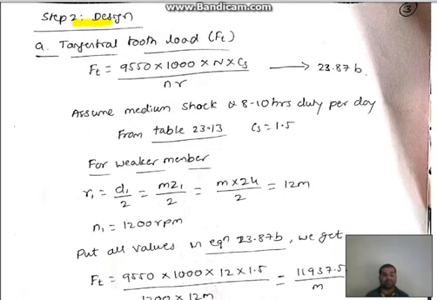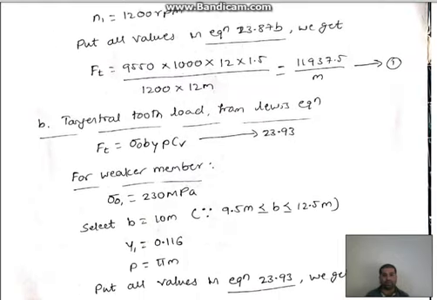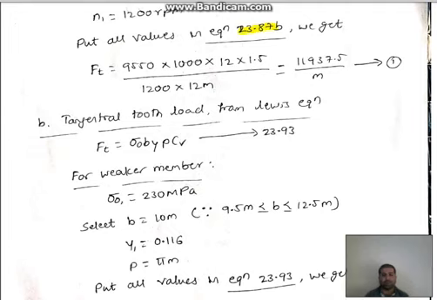Step 2. Design. Step A, tangential tooth load. The tangential tooth load equation is given here. In this problem, the condition is not given, so assume medium shock and 8 to 10 hours duty per day. For that, the service factor is 1.5. Refer to table 23.13. For the weaker member, calculate R1, which is in terms of moduli, and N1 is the speed of the weaker member, that is 1200 RPM. Substitute all the values in equation 23.87b. We get the tangential tooth load equation in terms of moduli, that is equation number 1.